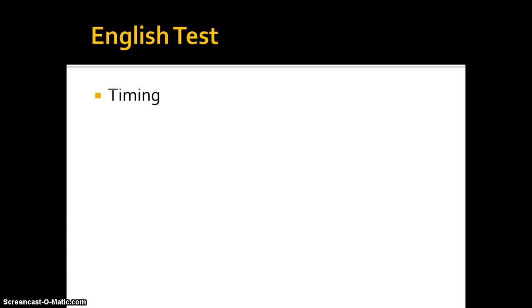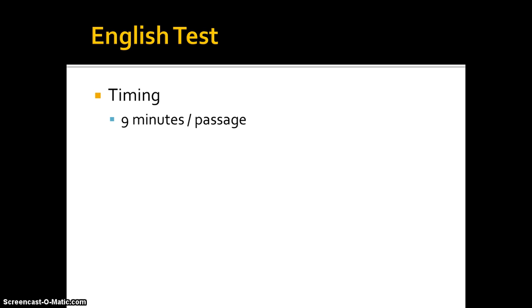Looking at the English test specifically, let's look at the timing of it. You have 5 passages in 45 minutes on the English test, which is the grammar test. That means you have 9 minutes a passage. And what I would recommend, at about 8 minutes and 30 seconds, finish up the passage you're on and move on to the next one. How are you going to know that?